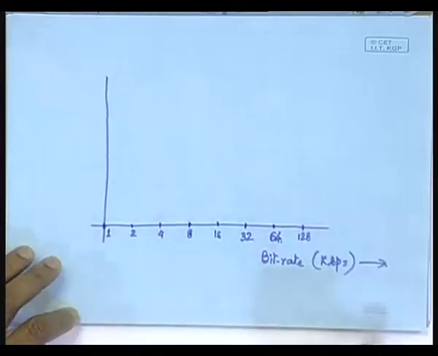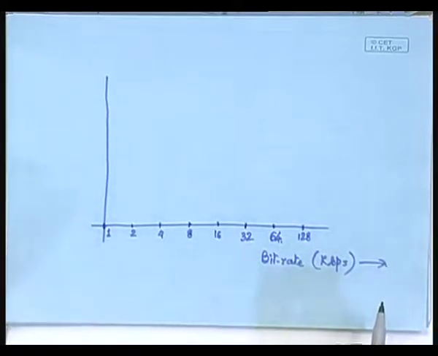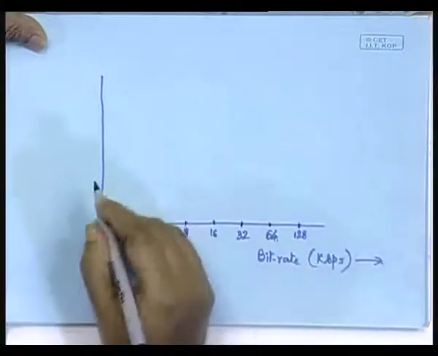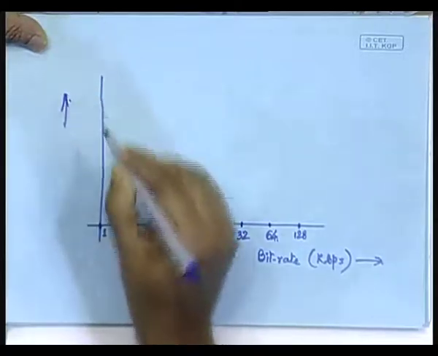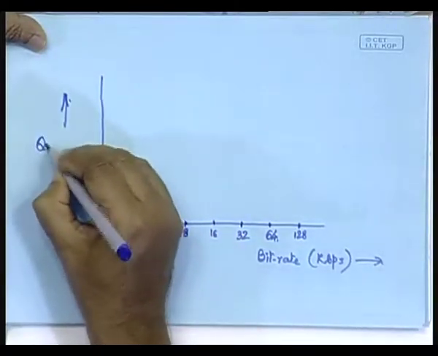More than that we do not require, because at the high end we have up to 64 kilobits per second. That is for the pulse code modulation, as I have talked of. And here on the y axis we indicate the quality.